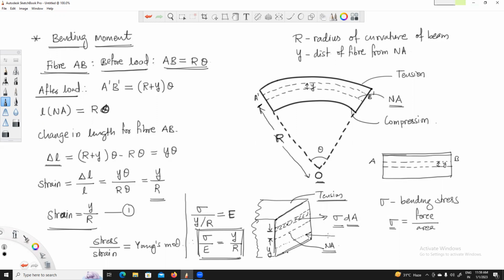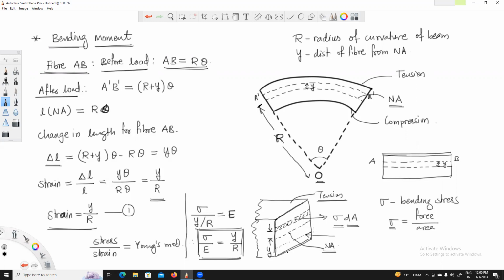So these two forces, being tensile and compressive in nature, are in opposite direction, and they are separated by a certain distance. And you know, when two forces are opposite in direction and separated by a certain distance, they are going to produce a certain kind of moment, and this moment is called a bending moment. So bending moment is the reason.